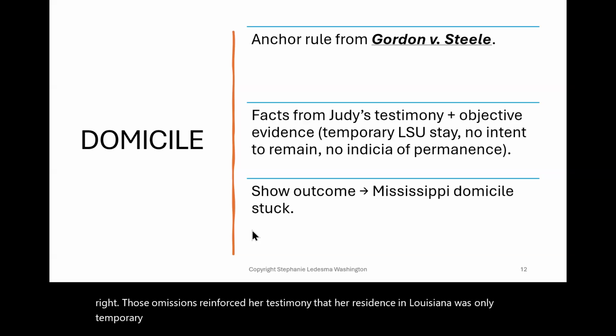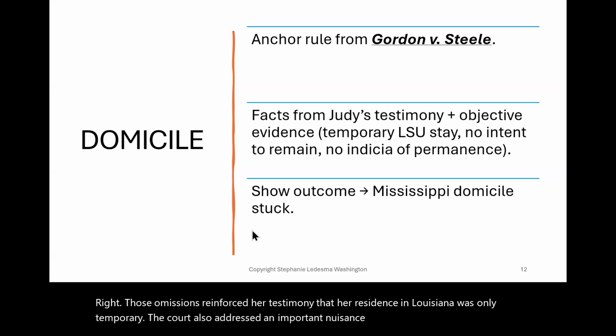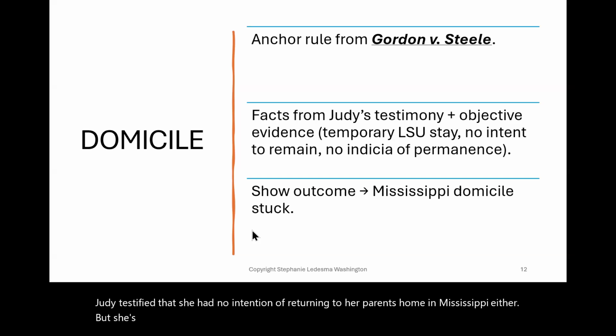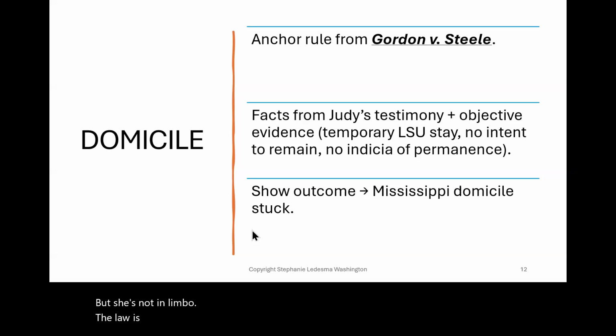The court also addressed an important nuance. Judy testified that she had no intention of returning to her parents' home in Mississippi either. Ooh, but she's not in limbo. The law is clear. Until she affirmatively establishes a new domicile, Judy Moss keeps her old one. Indecision with a prior domicile does not negate the domicile, and it definitely does not create a new domicile.